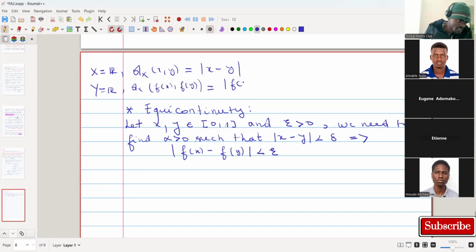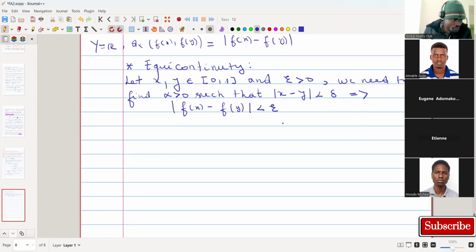And you have to be careful. It's not everywhere the same thing. If you're not in R, or if you have a particular distance or metric which is defined, you have to be very careful. So that is what we want to do. Now, what is the absolute value of fn(x) minus fn(y)? This is the absolute value of sine nx minus sine ny.